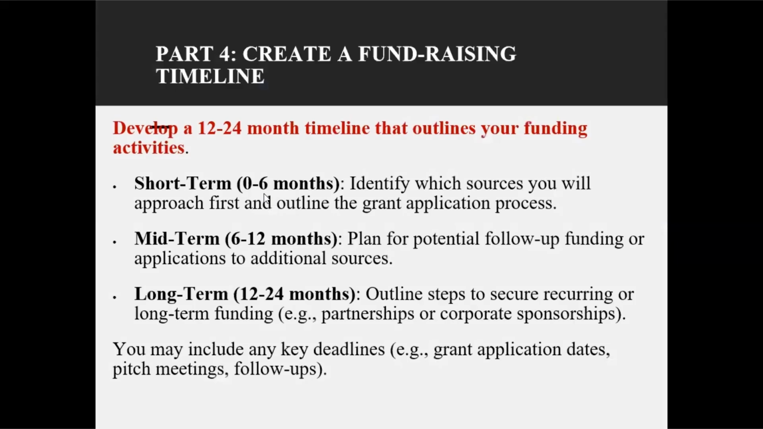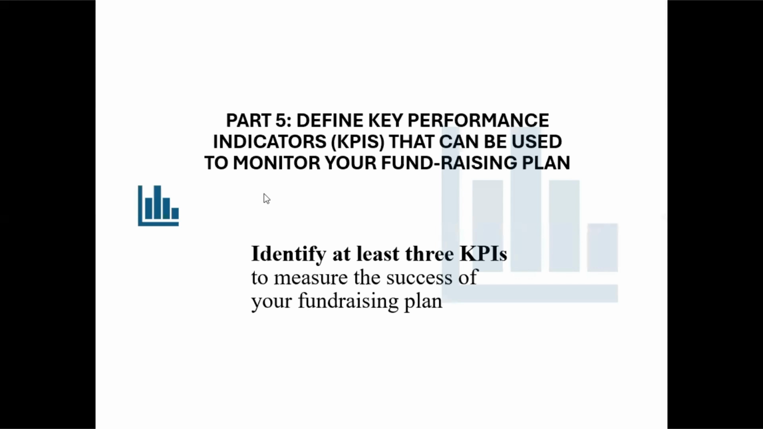And then in the fourth part of the assignment, they need to develop a 12 to 24-month timeline that outlines their research activities. This they will divide into short term, 0 to 6 months, mid term, 6 to 12 months, and then long term, 12 to 24 months. They may also include any key deadlines, such as grant application dates, meetings, and follow-ups. And then in the fifth part of the assignment, they need to define key performance indicators, KPIs, that can be used to monitor their fundraising plan.